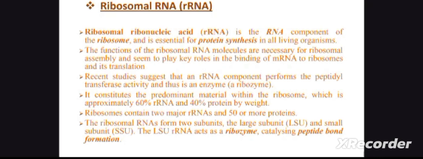It constitutes the predominant material within the ribosome, which is approximately 60% rRNA and 40% protein by weight. The ribosomes contain two major rRNAs and 50 or more proteins. The ribosomal RNAs form two subunits, the large subunit and the small subunit. The large subunit rRNA acts as a ribozyme, catalyzing peptide bond formation. Remember this word, peptide bond formation.